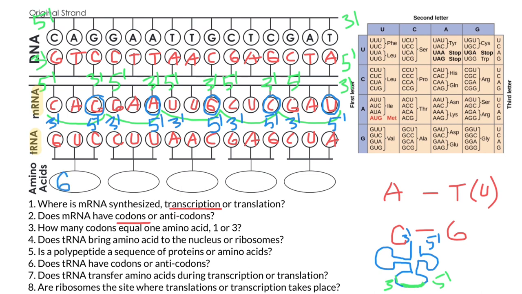So let's put this three-letter abbreviation in this empty box. Next is GAA: G, A, and A. And this is glutamic acid, GLU. Next, UUG: U, U, and G. So this is leucine, L, E, U. Next is the sequence C, U, C. Let's check C, U, C. So this is leucine again.